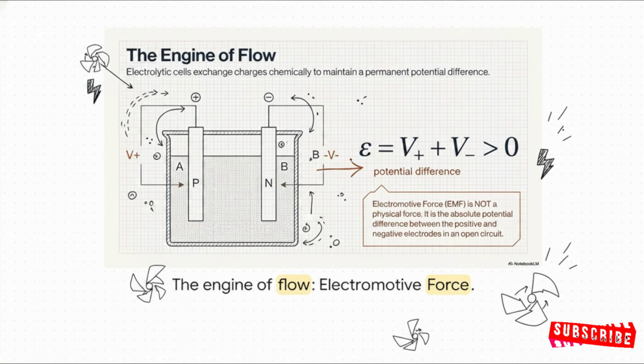We know resistance is constantly stealing our energy and turning it into heat. So, to maintain our flow and overcome that persistent resistance, we rely on a power source. We need an engine. Our engine is usually an electrolytic cell, like a standard battery. Inside these cells use chemical exchanges to maintain a permanent potential difference between the positive and negative electrodes. We call this the electromotive force, or EMF. But please, don't let the name trick you on an exam. EMF is not a physical force measured in newtons. It is strictly a potential difference measured in volts when the circuit is open.